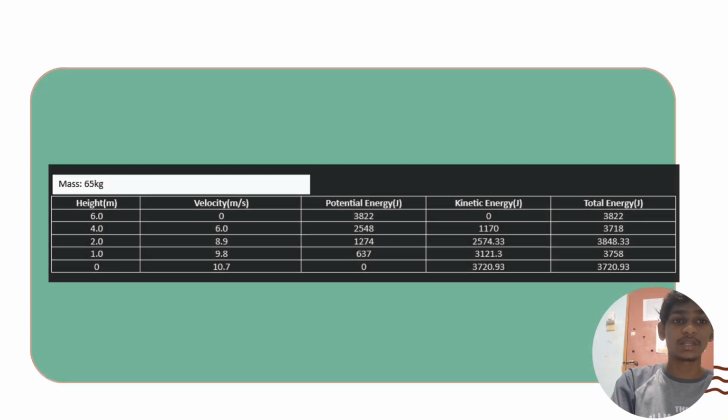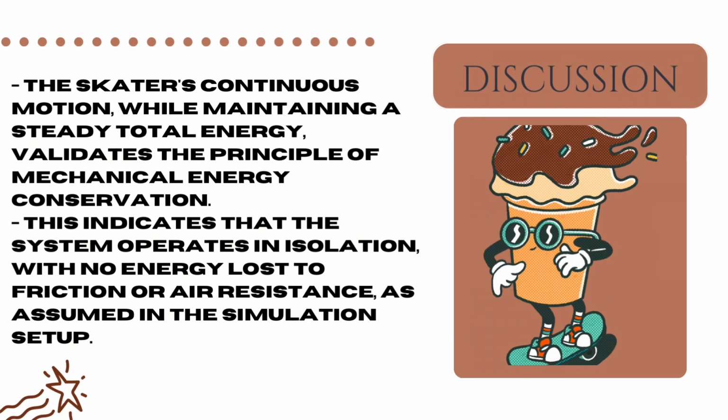For the discussion, the skater's continuous motion while maintaining a steady total energy validates the principle of mechanical energy conservation. This indicates that the system operates in isolation, with no energy loss to friction or air resistance, as assumed in the simulation setup.